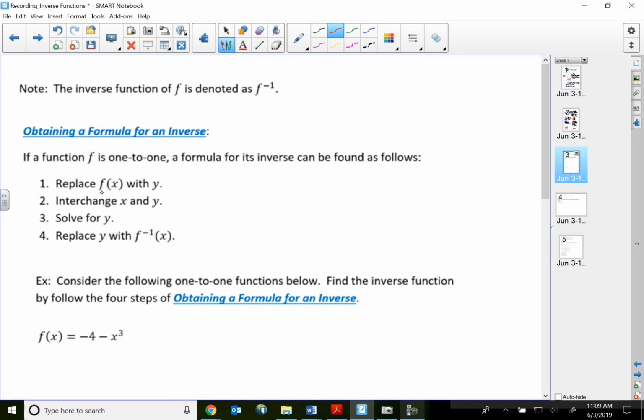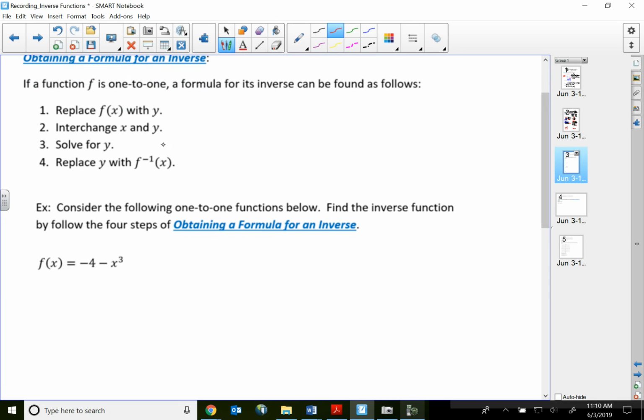All right, replace the f of x with the letter y, interchange between the x and y. This is the key right here, interchange between the x and y variable. Then I'm going to solve for y. And once I get y by itself, then I'm going to replace my y with f inverse of x. Okay, that's how we obtain, this is actually how we're going to find the inverse function.